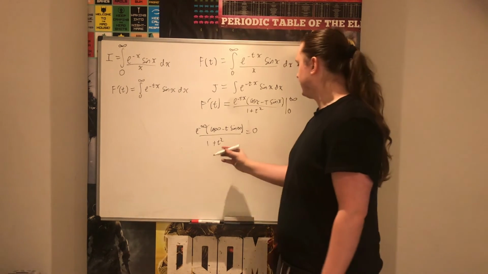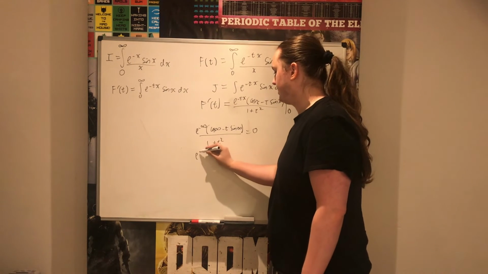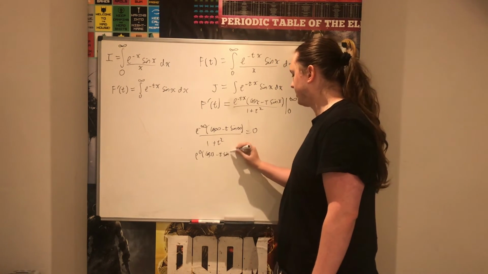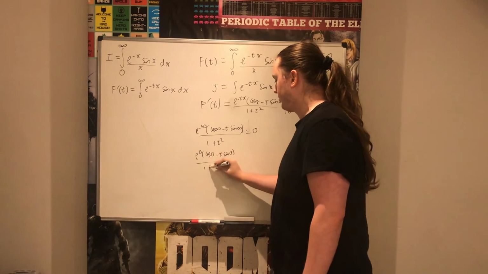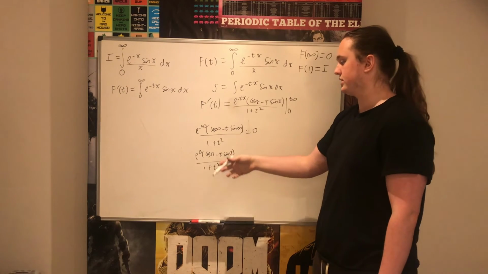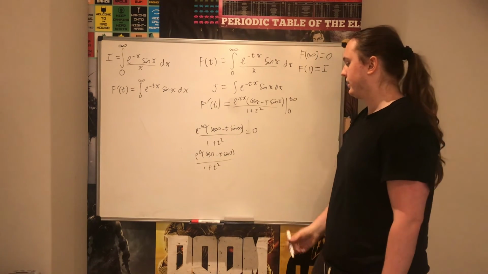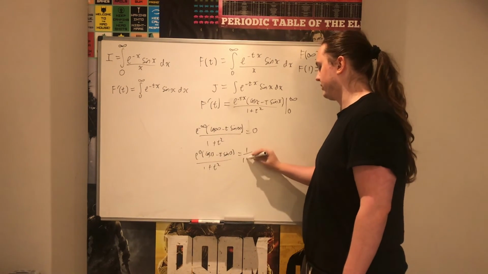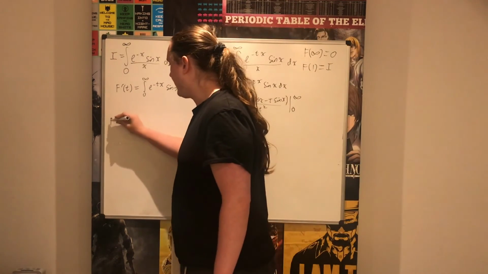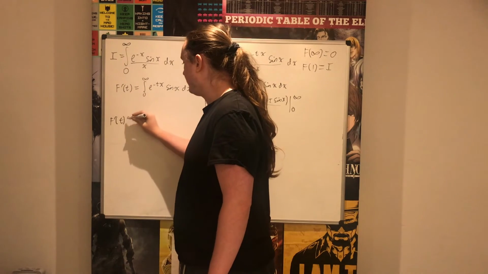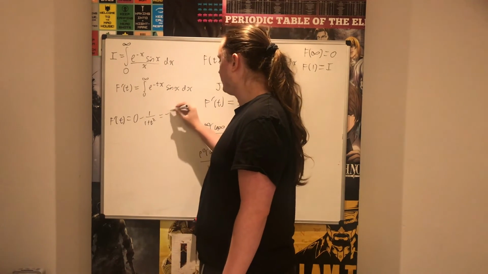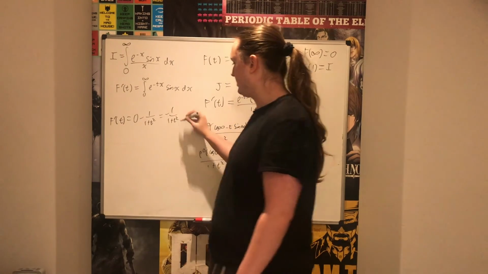Now when we substitute in 0, we get e to the 0 cos of 0 minus t sine of 0 all over 1 plus t squared. Now sine of 0 is 0, cos of 0 and e to the 0 are 1, so this becomes 1 over 1 plus t squared. Now we have that f prime of t equals 0 minus 1 over 1 plus t squared, which is just minus 1 over 1 plus t squared.